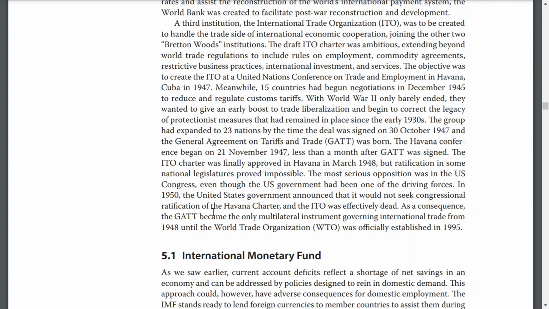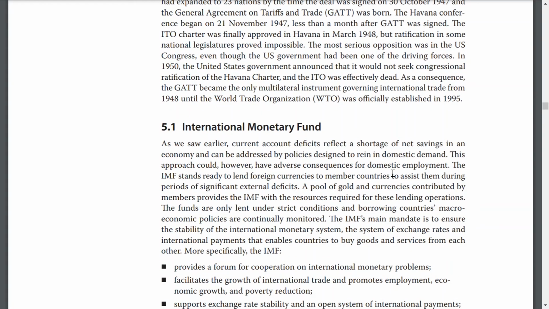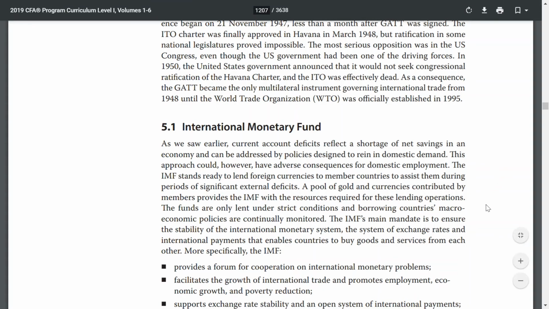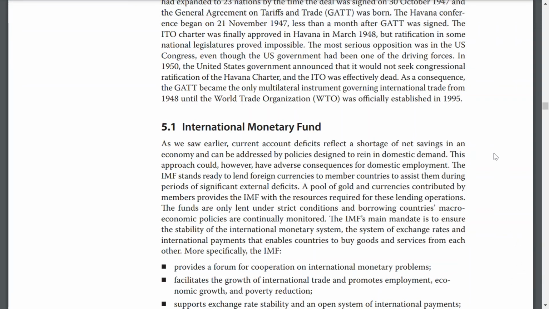As we saw earlier, current account deficits reflect a shortage of net savings in an economy and can be addressed by policies designed to rein in domestic demand. This approach could, however, have adverse consequences for domestic employment. The IMF stands ready to lend foreign currencies to member countries to assist them during periods of significant external deficits.